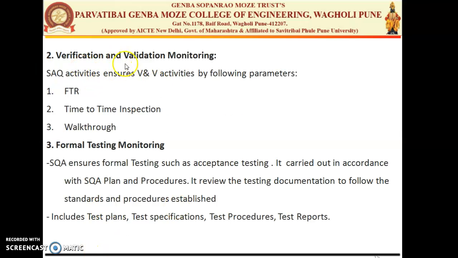Then next is the verification and validation monitoring. The SQA activity ensures the V and V activity, that is verification and validation activity, by following certain parameters. As these things have a relationship with the SQA, we need certain activities which will ensure that the SQA is followed in verification and validation. So which are the activities?